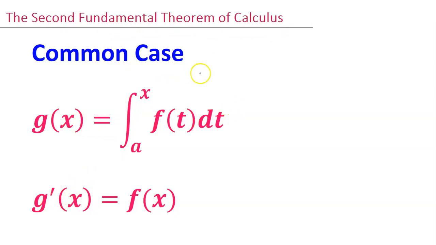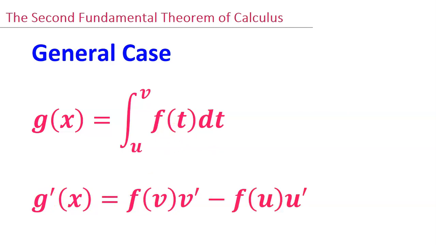We have two different versions. There's the common case, which we get to use when we have a lower limit of integration that is just a constant, and the upper limit is just x. In that case, g prime is simply f of x, the function inside. That's not the situation in which we find ourselves right now. We are in the general case.